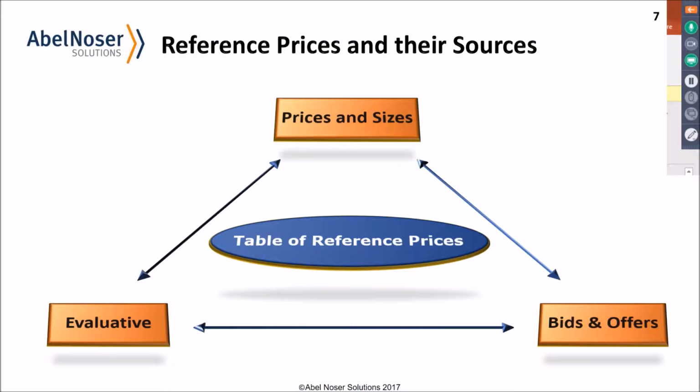And with fixed income data, this data is dispersed among pricing services and trade reporting services and ATSs and ECNs. Each has a piece of the total puzzle to contribute, and there's a natural feedback loop between the three main sources of information. You can see this illustrated up on your screen on slide 7. So you see, we look at evaluative pricing sources, bids and offers, and then priced and size sources. We aggregate this into the Abel Noser table of reference prices, and this table can be seen here on slide 8.